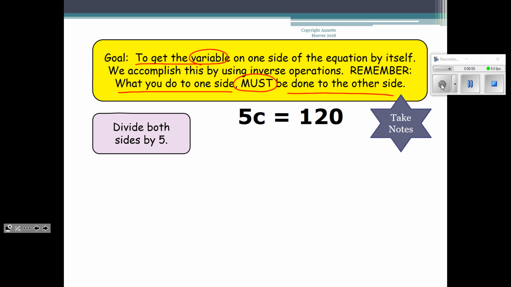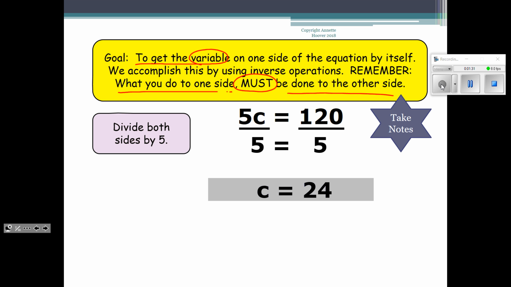So if we look at this equation, we have 5c equals 120, which means 5 times an unknown number equals 120. Since 5 is being multiplied times the variable, we want to do the opposite of multiplying, which means we want to divide by 5 on both sides of the equation. When we do that, on the left side, 5 divided by 5 is 1. And when you have 1 in front of a variable, we just make that number invisible. So we just say that these numbers cancel out and you're just left with c. And then on the other side, we have 120 divided by 5, which is 24.